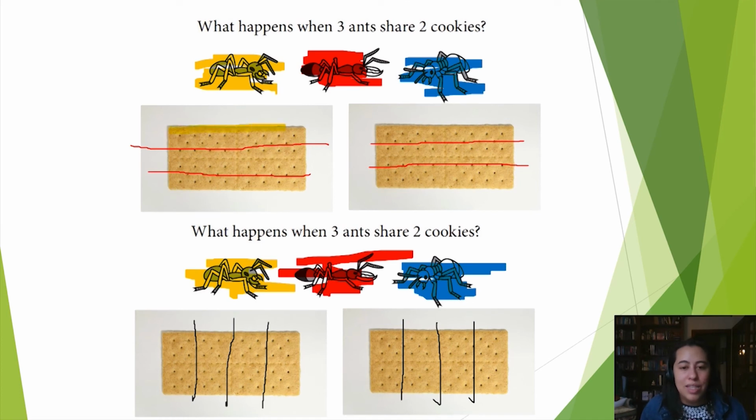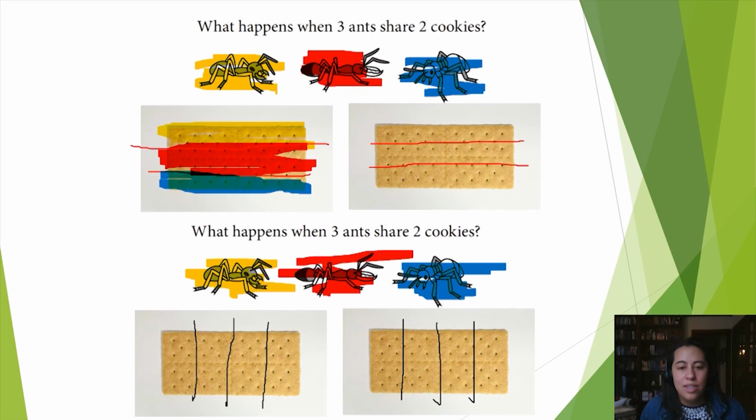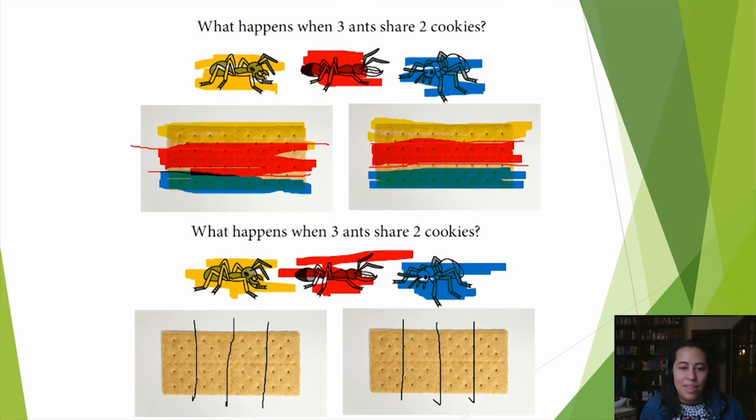So let's see, with this first cracker, I'm going to give a third to the orange ant, a third to the red ant, and a third to the blue ant. I'll come over here and give another third to the blue ant, another third to the red ant, another third to the orange ant, and it looks like thirds works as a way to share between these three ants. Looks like each of them get 2 of the thirds. So each of them get 2 thirds of the cookie.